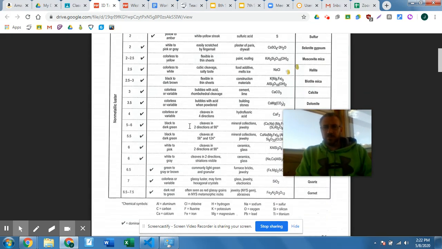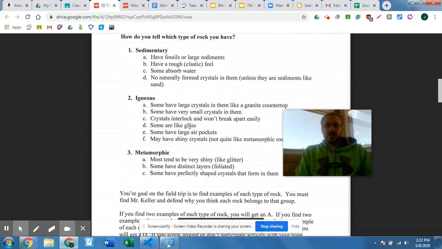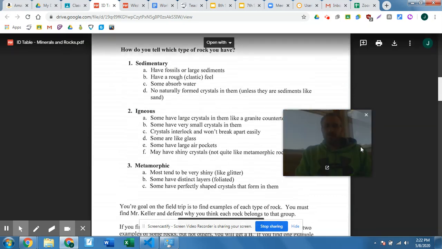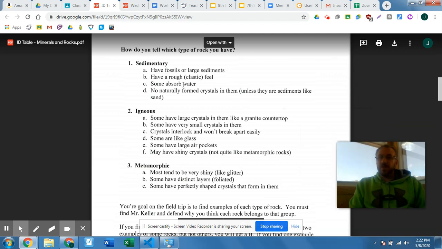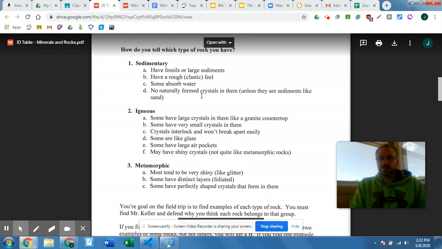Skip over the first page. It's on minerals. Don't need it. So this is the big one here for being able to tell if it's a sedimentary rock, an igneous, or a metamorphic. So if you just randomly went out, picked up a rock laying on the ground, and you wanted to figure out which type it belonged to, you would kind of look at these things.